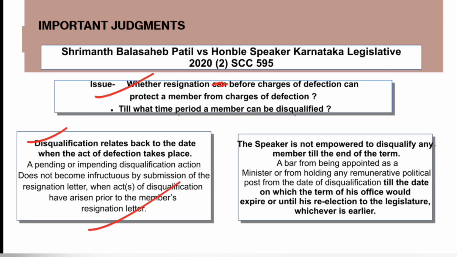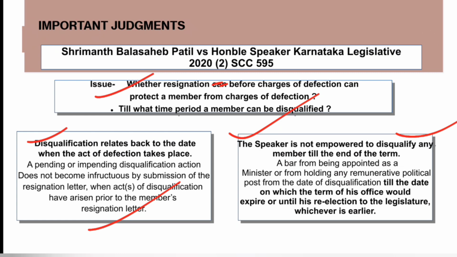Now, the second issue before the court for adjudication was till what time period a member can be disqualified. So the speaker is the authority who can disqualify a member, and that disqualification cannot be till the end of a term, which means that if a member is re-elected before his end of term when he is disqualified, then the disqualification would be up to that time period only when he is re-elected, not until the end of term of his previous election. So that means that the speaker is not empowered to disqualify till the end of the term.